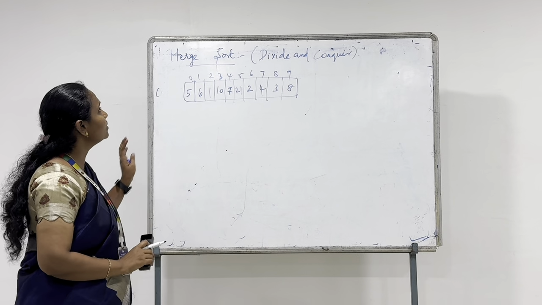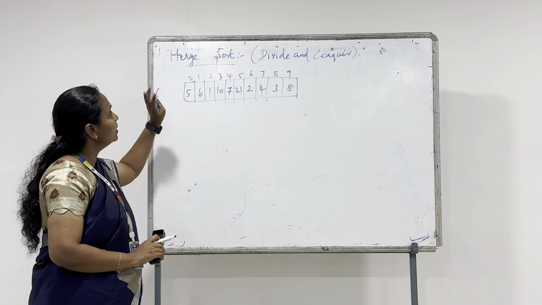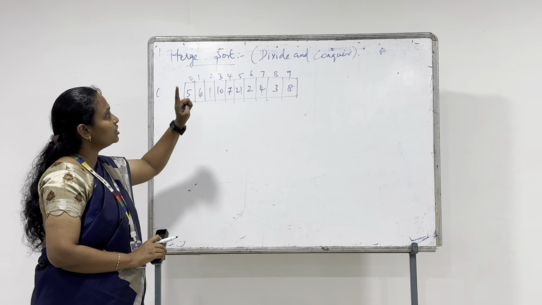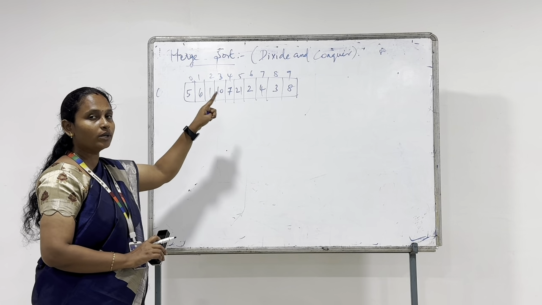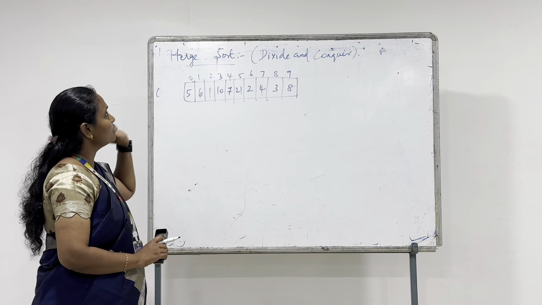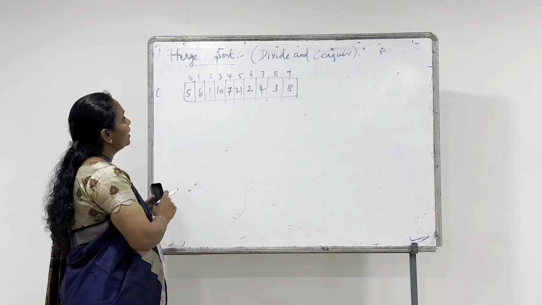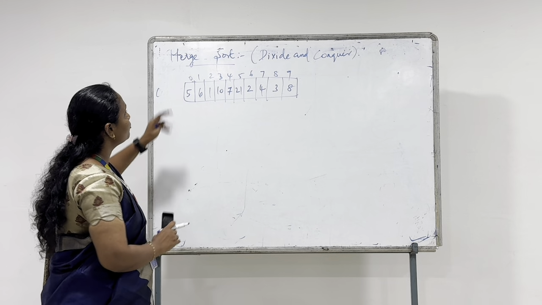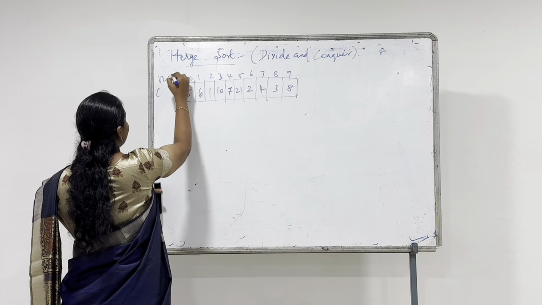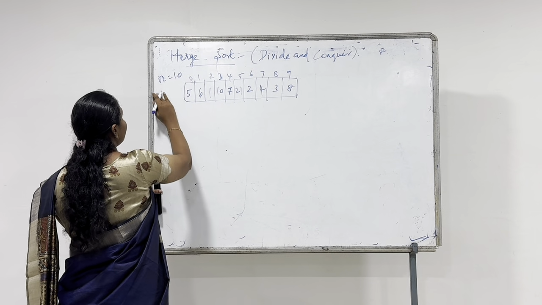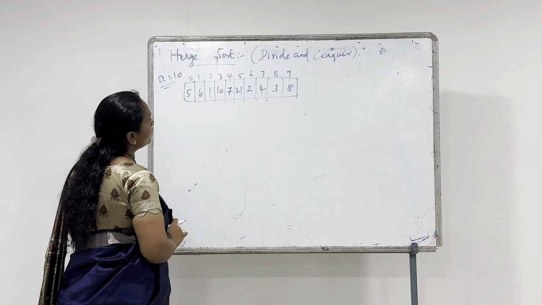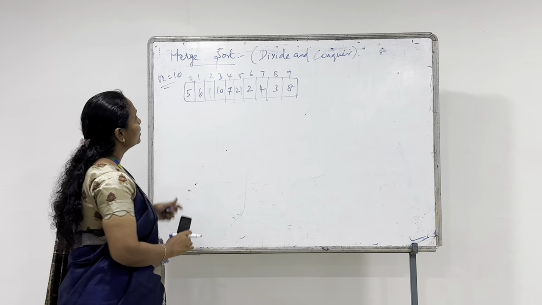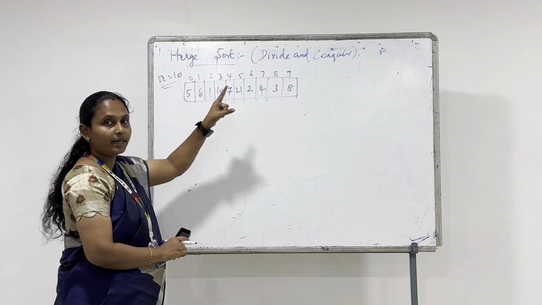The next sorting algorithm we are going to see is merge sort. Merge sort uses the technique of divide and conquer, an algorithmic design technique. For example, take an array of n elements, where n is equal to 10, totally 10 elements in the array. We are going to implement merge sort for this array.